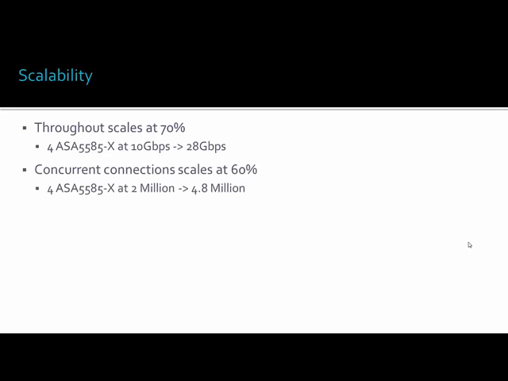In case of the number of concurrent connections, they scale at 60%. So again, considering 4 ASAs, each one having 2 million connections, the total number of connections per cluster will be 4.8 million.